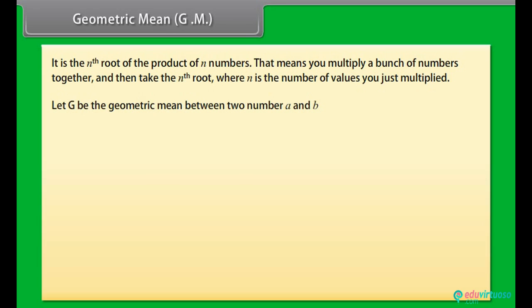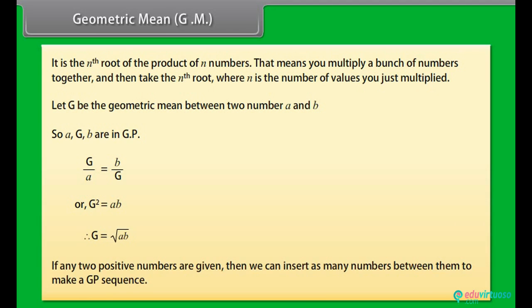Let G be the geometric mean between two numbers, a and b. So, a, G, b are in GP. G by a is equal to b by G, or G squared is equal to a into b. Therefore, G is equal to the square root of a into b.